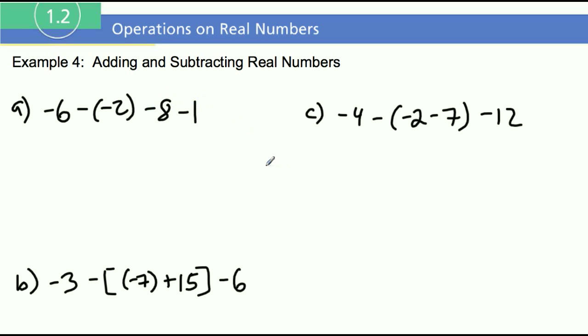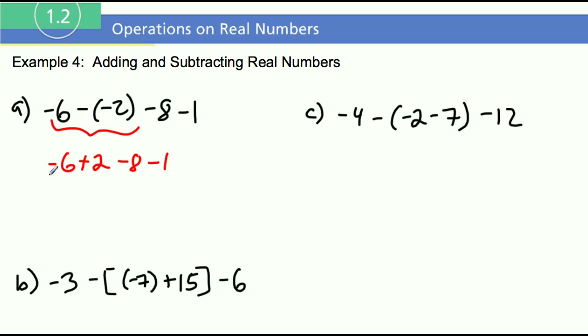Alright, so the way that we're going to do this is that we're just going to go from left to right. So whatever comes first, that's what we're going to work with. We're going to go from there, okay? So taking a look at this problem right here, we have negative 6 minus a negative 2. So let's just deal with this right here. Remember we learned that if you have a double negative, that's going to become a positive right there. So that's going to be negative 6 plus 2 minus 8 minus 1.